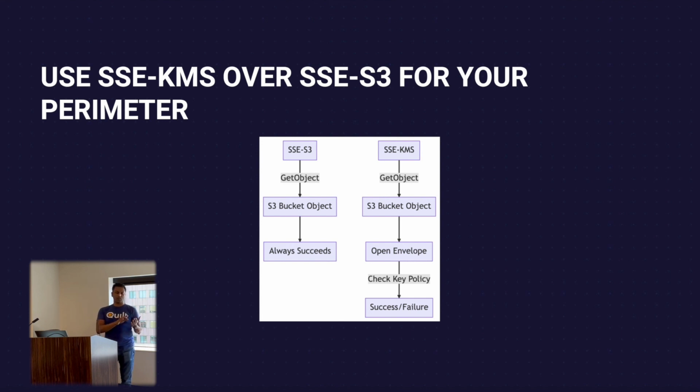So what this does is, so let's go back to the definition of the data perimeter. You have trusted identities, trusted resources, and known networks. Which aspect does that reinforce? Checking who's on the key policy.